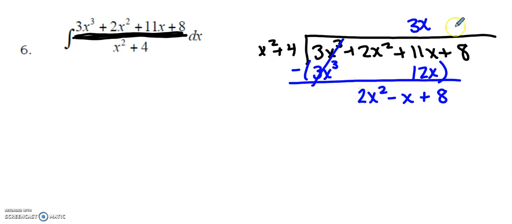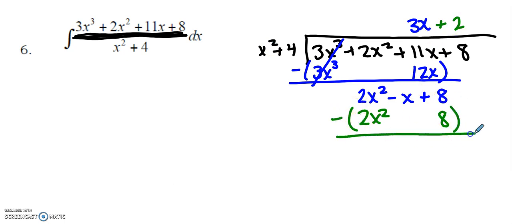Next thing then, 2x squared divided by x squared is 2. 2 times x squared is 2x squared. 2 times 4 is 8. I'm going to subtract off that whole line. Now I'm left with negative x plus 0. When I go to try to do this, negative x divided by x squared can't happen. So I have negative x left over when I was dividing by x squared plus 4.